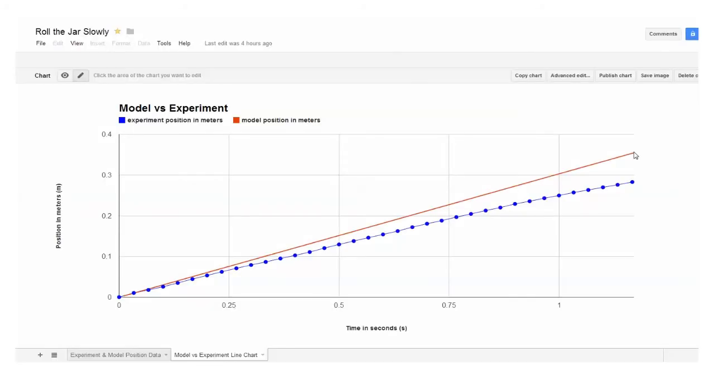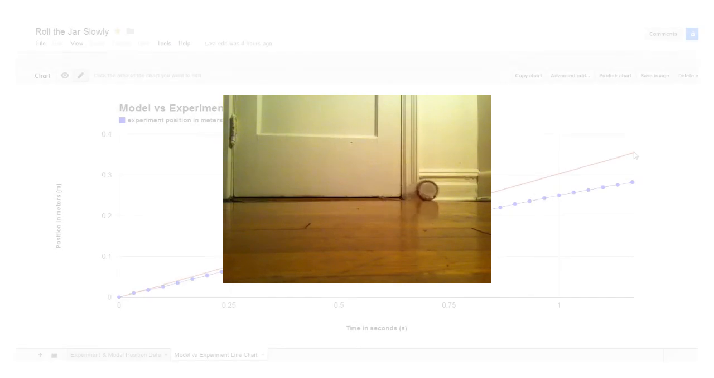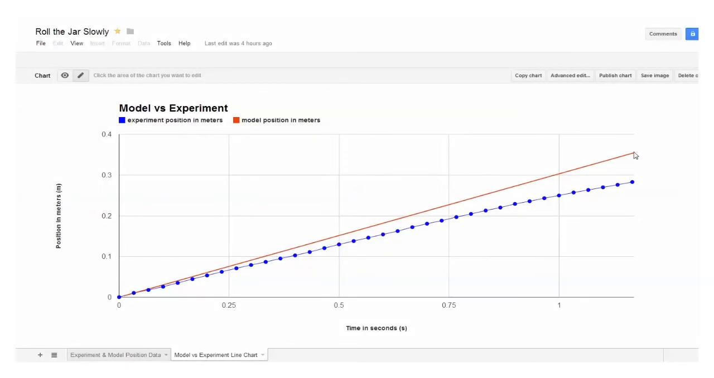To sum up, my actual jar was met with net forces, and Newton's second law assumes zero net forces. Therefore, my jar's velocity was slower than the predicted velocity.